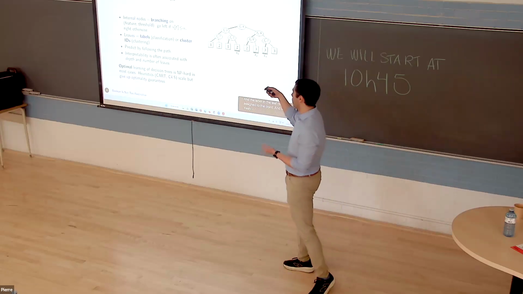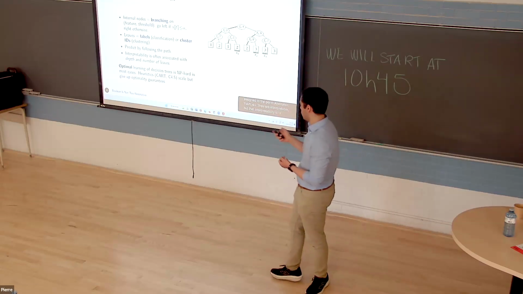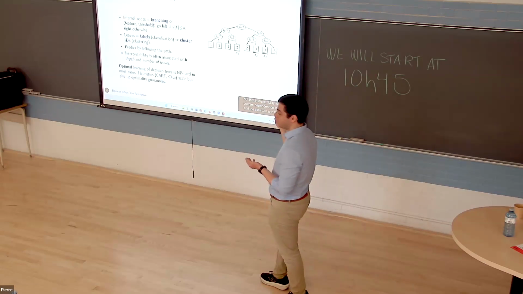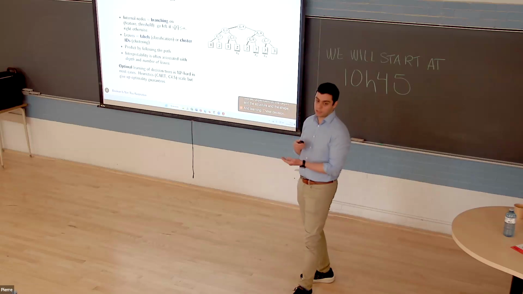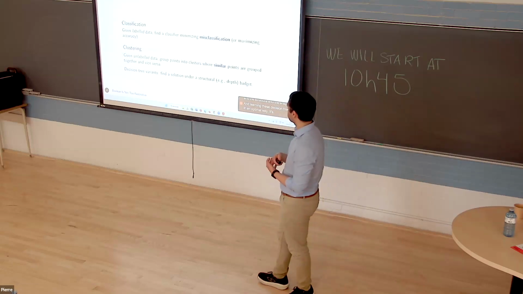So they are interpretable, but that interpretability is, of course, dependent on the depth and the structure and the shape. And learning these decision trees in an optimal way is NP-hard in almost all cases.